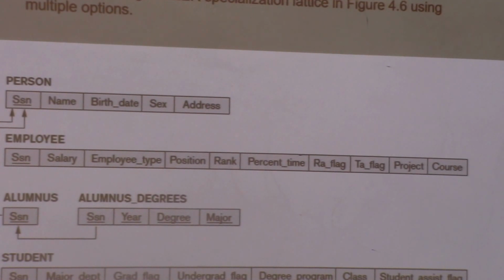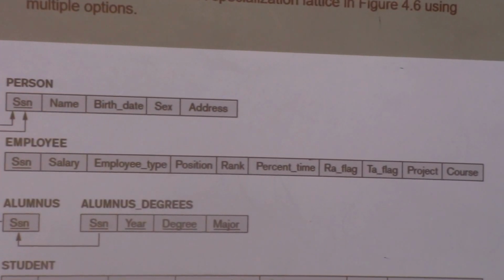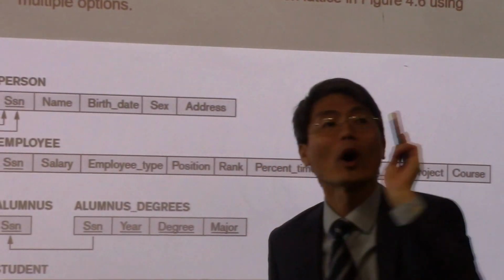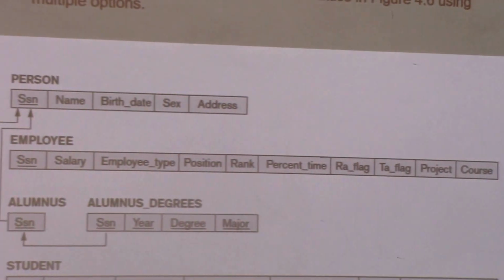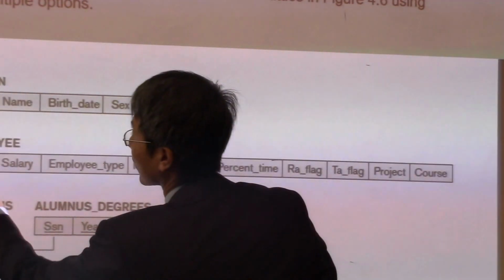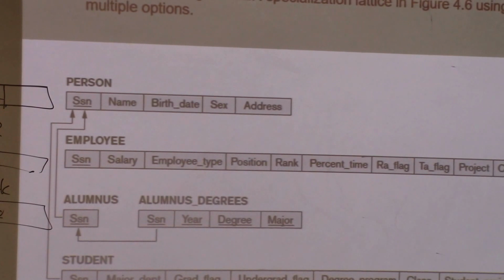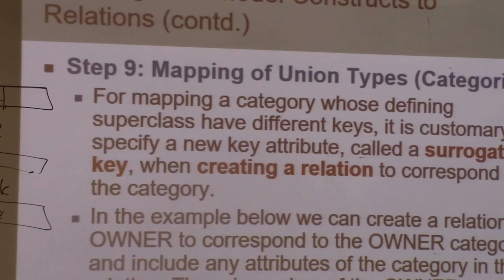Which option is selected? The first one, because it's overlapping. It's the first option, 1. Person, employee, alumnus, student, 1 per each. 1 relation per class, each class. Okay? So then we create, that's the reason you create the foreign key. As you can see, only the first option has foreign key. The others don't have it.